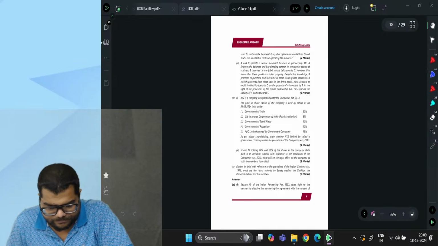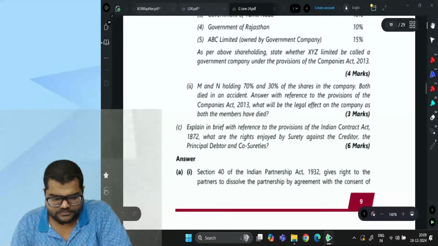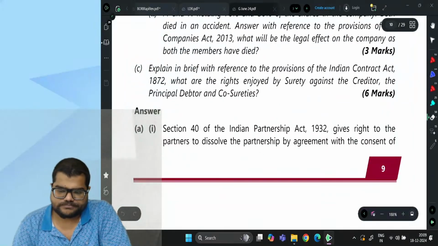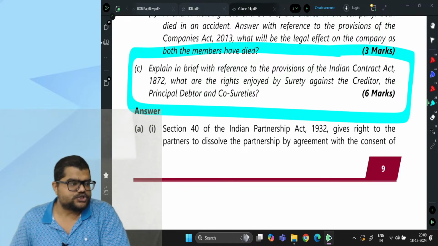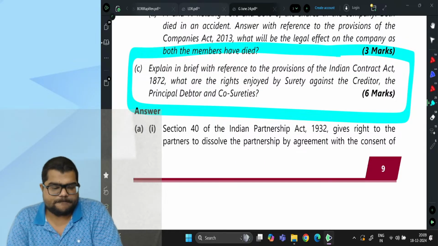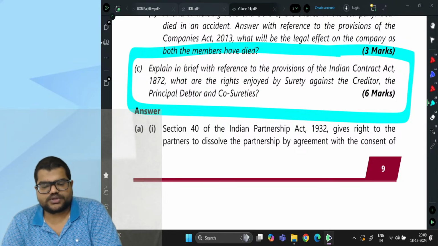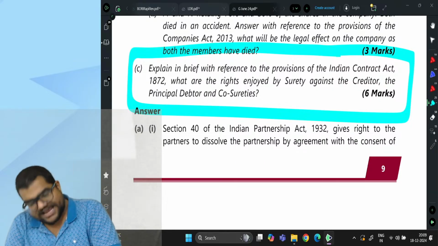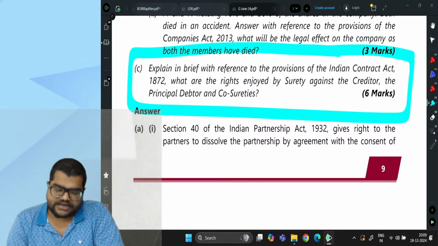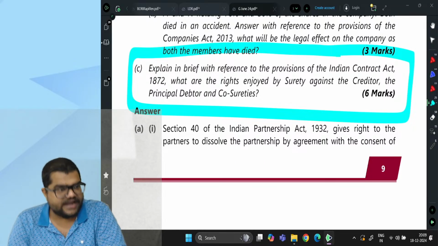Just give me a minute. Okay, here we are. 6 marks. It was there in the exam, June 24 exam, as you can see. Explain in brief with reference to the provisions of the Contract Act: what are the rights enjoyed by surety against the creditor, the debtor, and co-sureties?